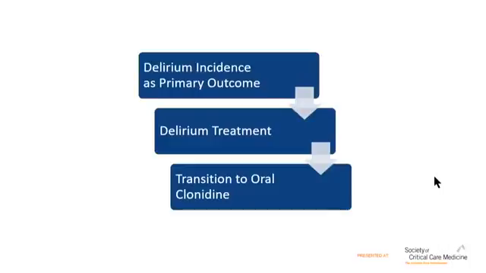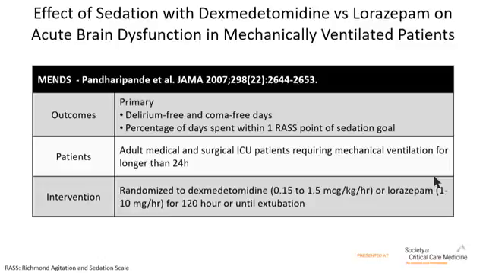So our map for today will look at studies that evaluated dexmedetomidine on the incidence of delirium, focusing on those that used it as a primary outcome. And the first study we'll look at is the MENDS trial published in 2007, and this was an examination of dexmedetomidine versus lorazepam on acute brain dysfunction.